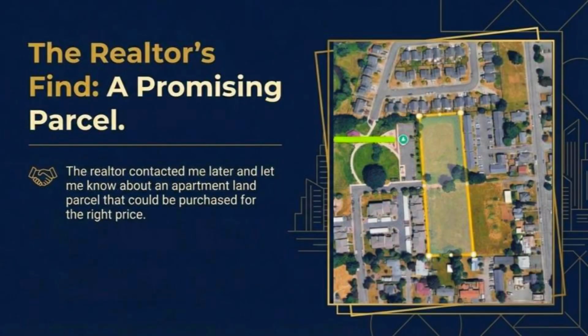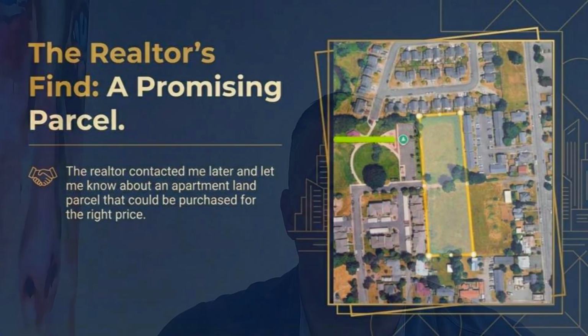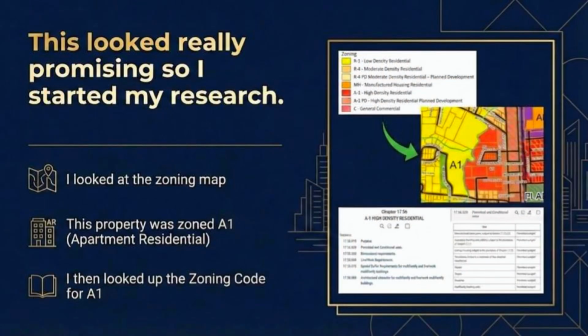The first realtor that I really liked, he called me back and he said, hey, Joe, I've been talking with these fellas. They have some apartment ground and they told me that they would be willing to sell it if the price was right. The fact that it was apartment ground, there was nothing else on it, and it was a couple acres, I was like, ooh, this could be a good deal. I'm really going to look. Once I started to look into it, this looked really promising. I started to do my research.